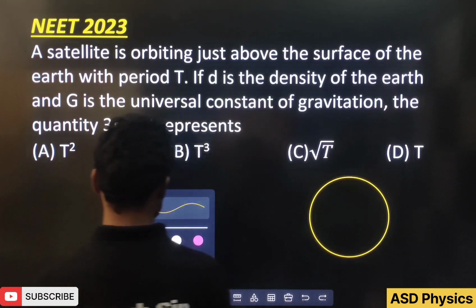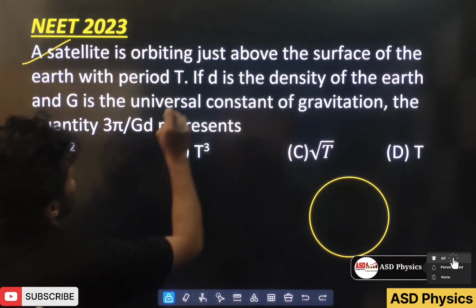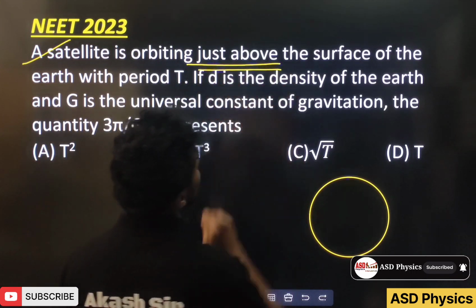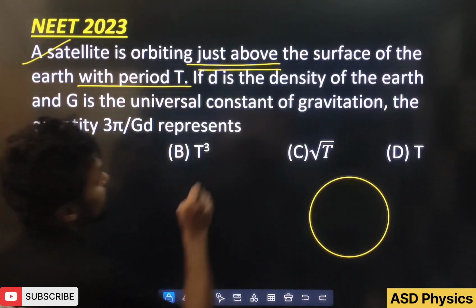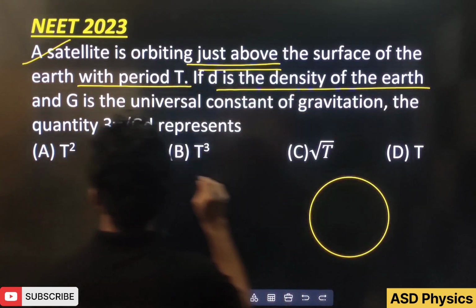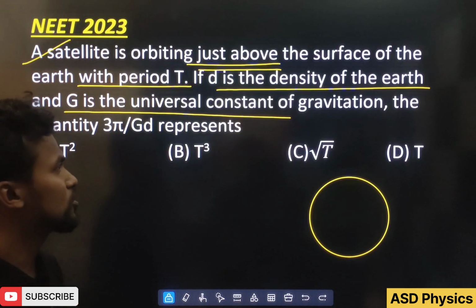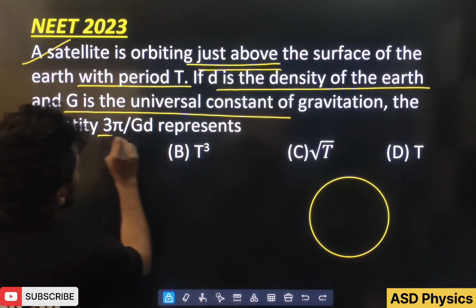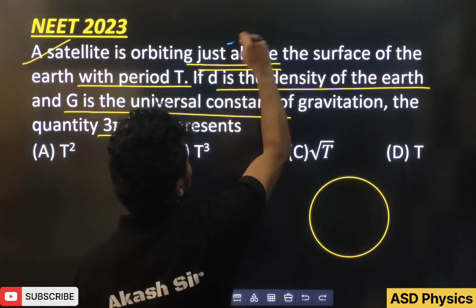So students, here you can see very well the NEET 2023 question: a satellite is orbiting just above the surface of the earth with period T. If D is the density of the earth and G is the universal gravitational constant, the quantity 3 pi by GD represents what? So students, here the keyword is "just above".